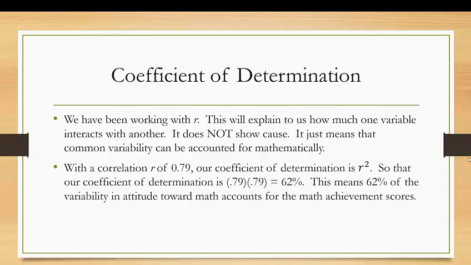With a correlation of r equals 0.79, our coefficient of determination is simply r squared. So this would be 0.79 squared, or 62%. We're going to change this to percent. This means that 62% of the variability in the attitude toward math can account for math achievement scores. So let me show you how you do this in Excel, because it's very easy.